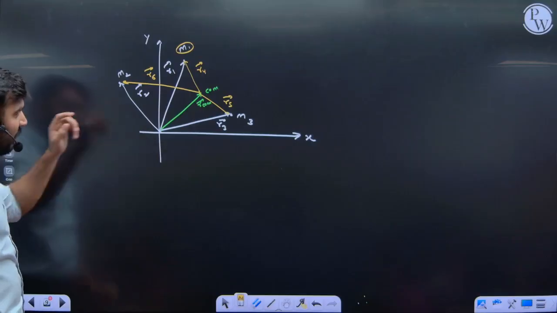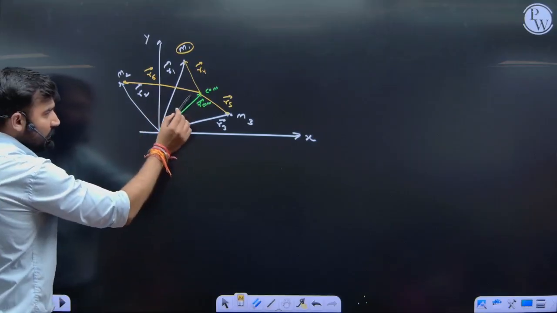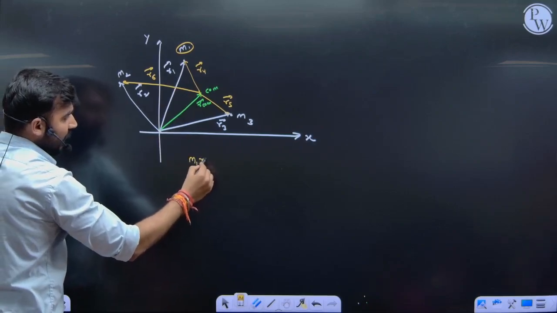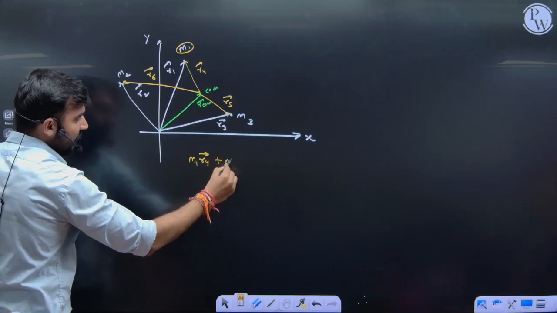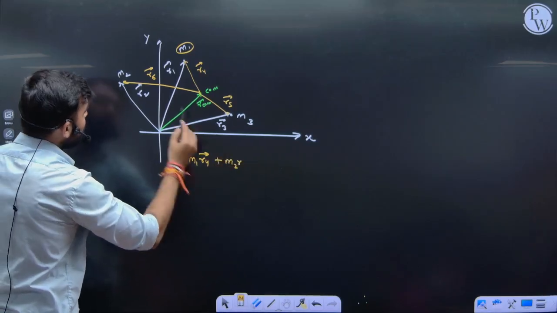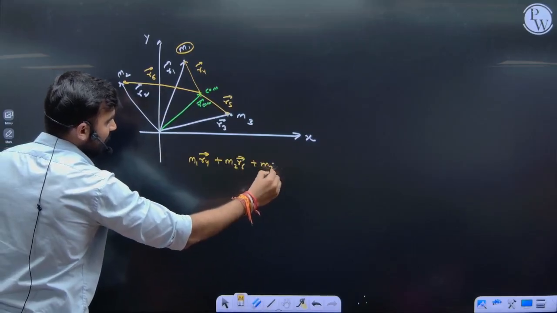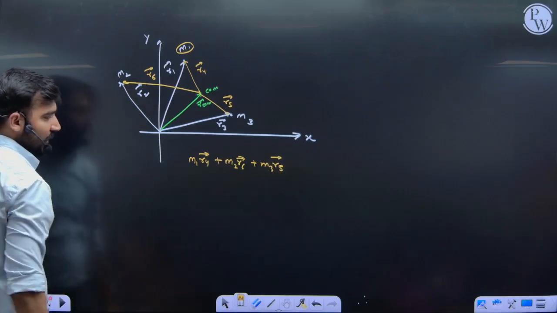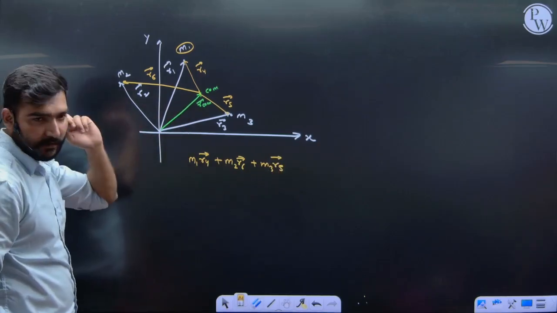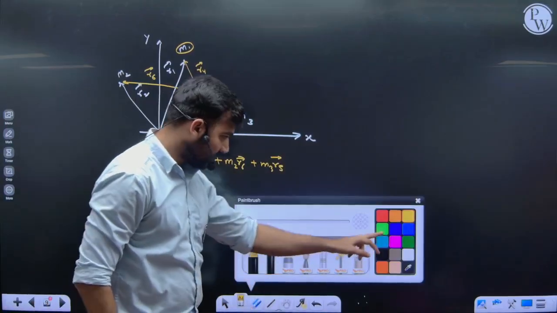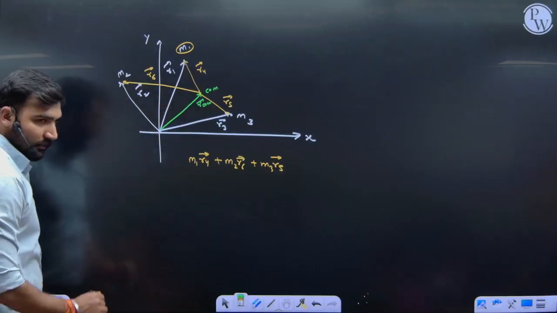Now I am writing the summation of mass moment with respect to center of mass. First this one, sir, m1 r4 vector, correct? Then m2 r6 vector plus m3 r5 vector. This is the summation of mass moment with respect to center of mass, and I am saying this is zero. How do you know, sir?